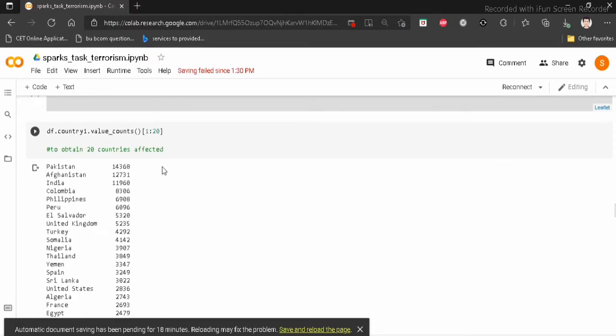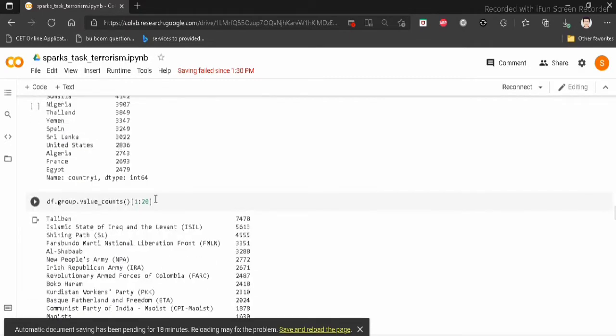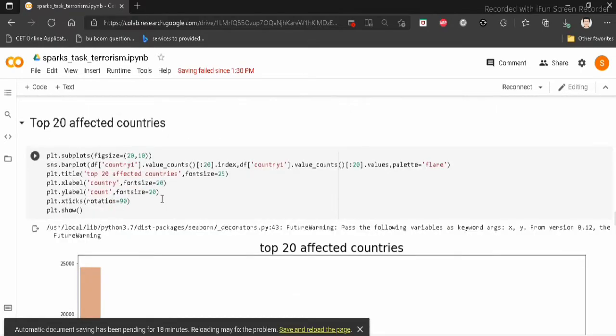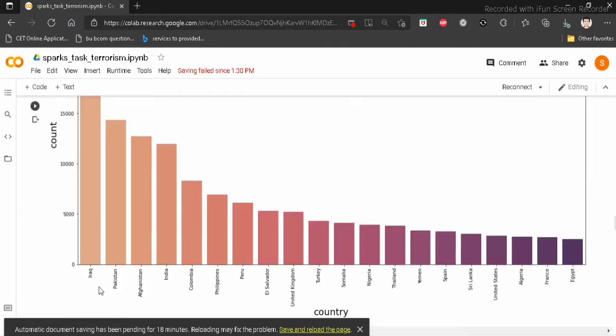Here I have tried to obtain those 20 countries which were adversely affected by terrorism. Here I have taken the top 20 terrorist groups. Next graph depicts the top 20 affected countries. The graph is topped by Iraq, followed by Pakistan and Afghanistan.